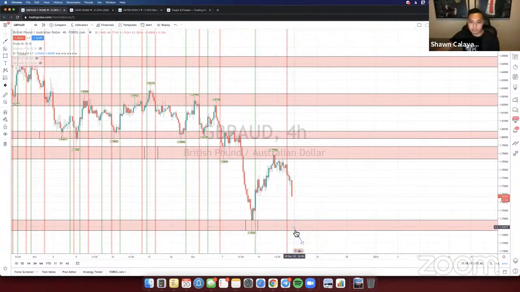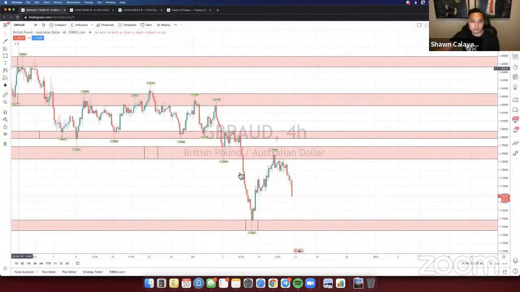However, I do have a bearish bias for this, and we'll see how this plays out up until tomorrow once market opens back up.